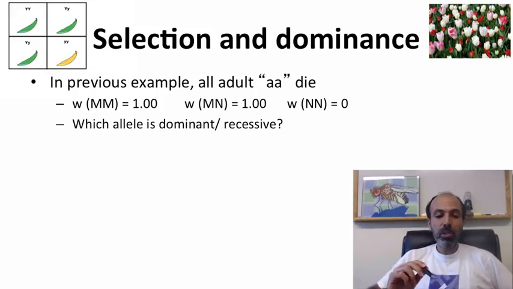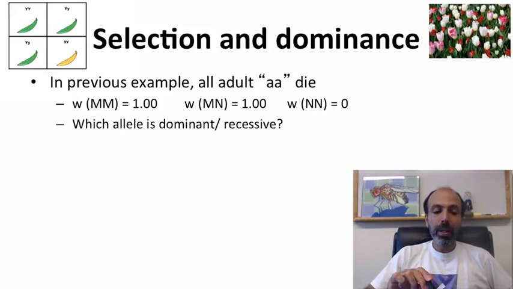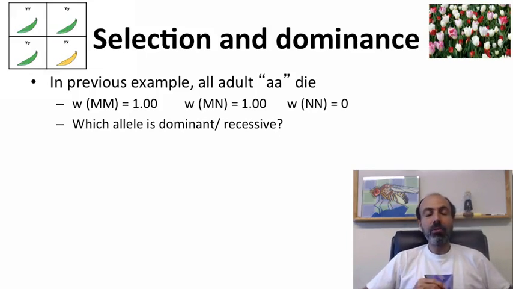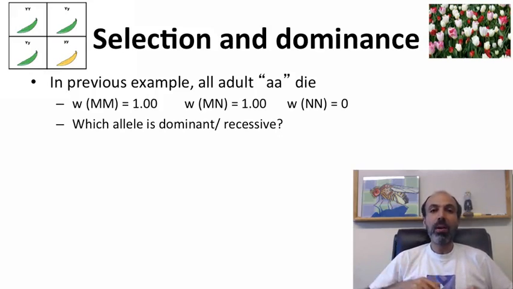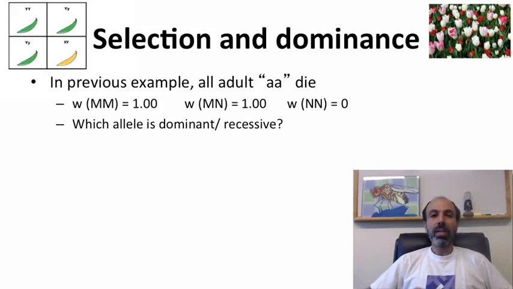Now, in the last example I showed you in the last video, we had all adult little a individuals die. So we said that at age 10, all little a individuals just die off. Let's follow up on this with a couple of different examples. I'm going to change, in this case, the alleles from big A and little a to M and N. And that way there's no implication of capital being dominant or recessive or anything like that.